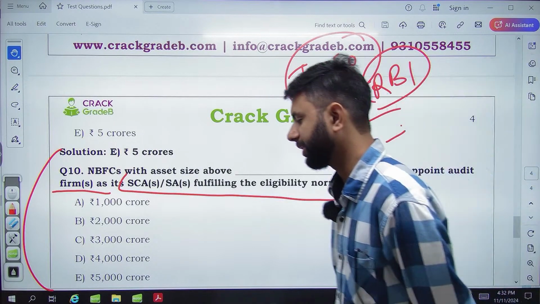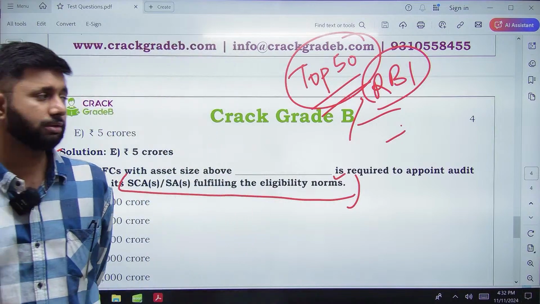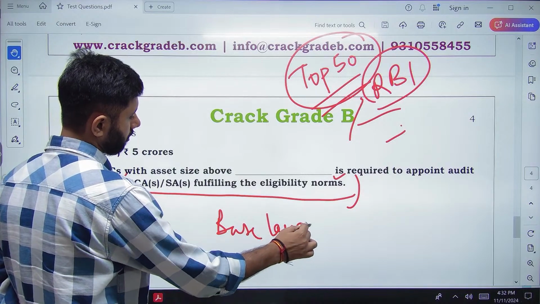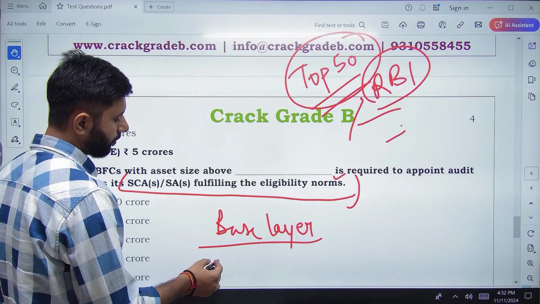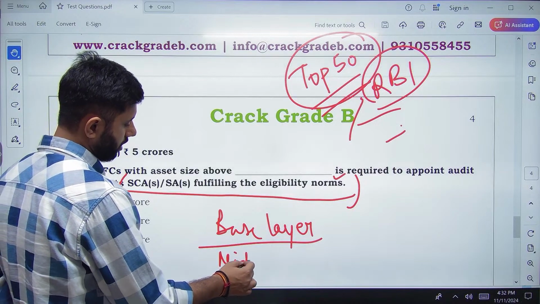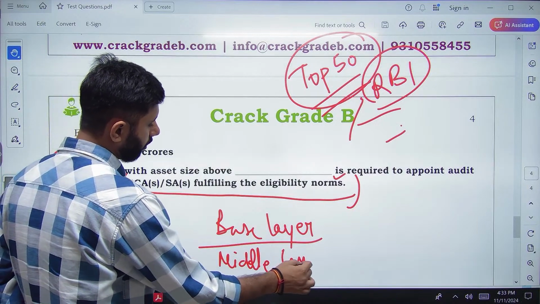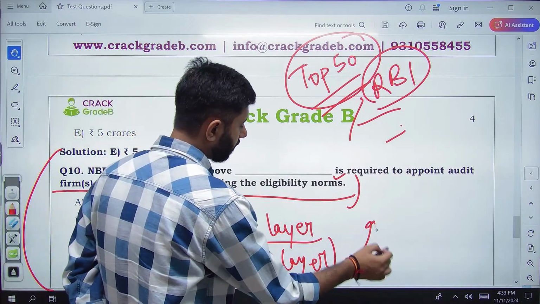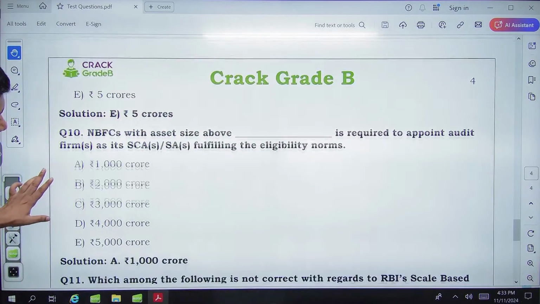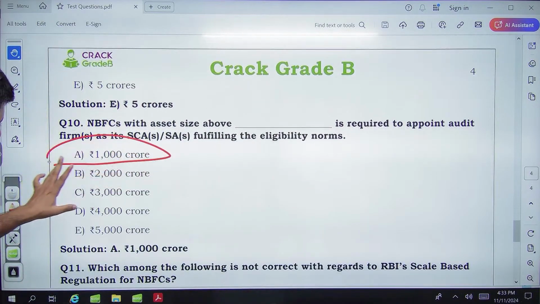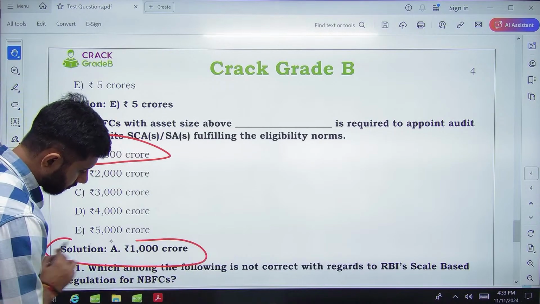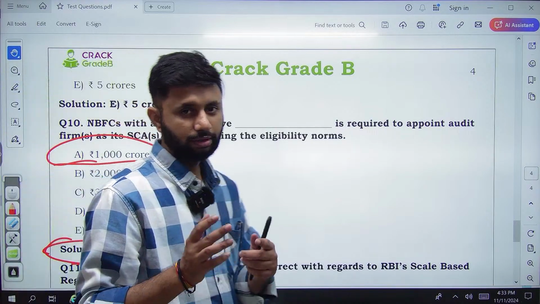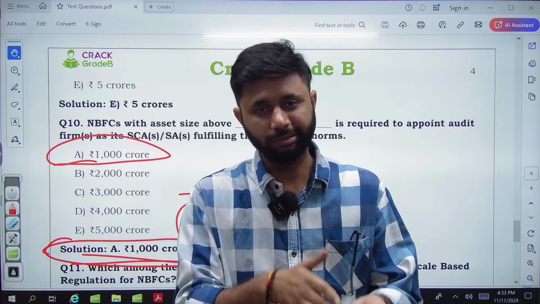See, the basic thing is, if you understand that the 1000 crores scene, then it will go below into the base layer. If it is above that, then it will go into the middle layer. But is it like all middle layers need to appoint a statutory audit or what? Is it only 1000 crore or something above that? So naturally, a little bit more than that will be the correct answer. So this threshold becomes a clear indication for you that can help you identify the NBFCs which are in the base layer or in the middle layer.